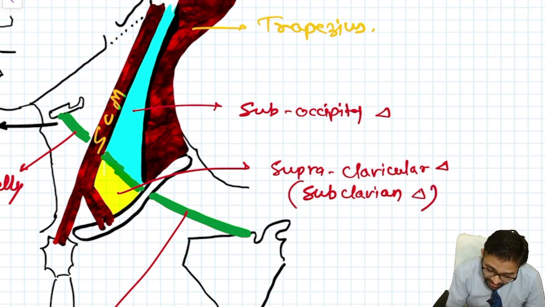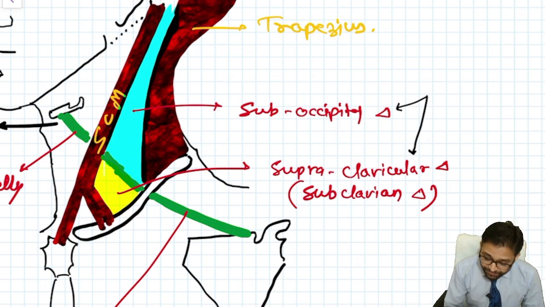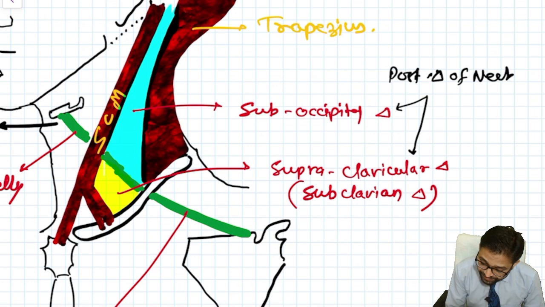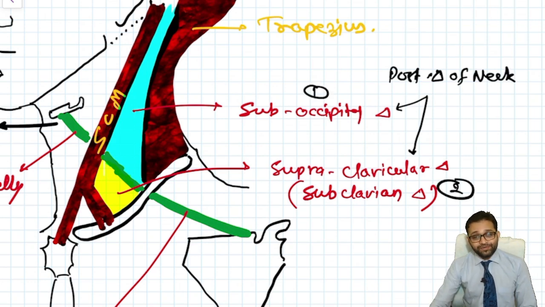What we have learned from this portion is that the posterior triangle of the neck is divided into the suboccipital triangle and our supraclavicular triangle.